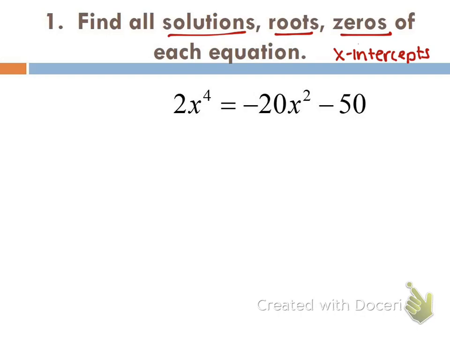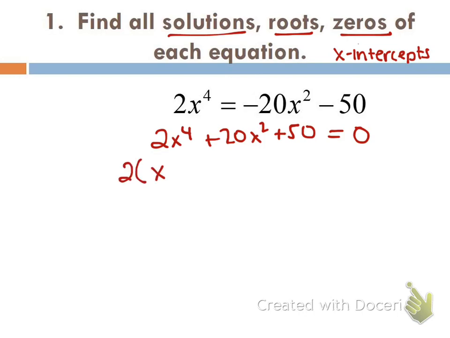So I need 0 on the right. I'm going to move everything else over to the left. So I have 2x to the 4th plus 20x squared plus 50 is equal to 0. Alright, then I'm going to factor out my greatest common factor. So 2 times x to the 4th plus 10x squared plus 25 is equal to 0.